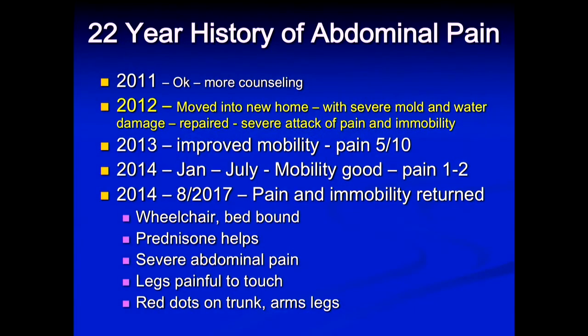She had low thyroid, so she's on thyroid replacement. She had more counseling, 2011. 2012, they moved into a new house that had mold and water damage. It was repaired, but she had a severe attack of pain and loss of mobility again, so she's back in a wheelchair in 2012. Then the mobility improved, her pain went down to a 5, and mobility improved, and from 2014 and 2017, when she saw me in August of this year, pain and immobility returned, wheelchair, bedbound, steroids help, so something is inflammatory.